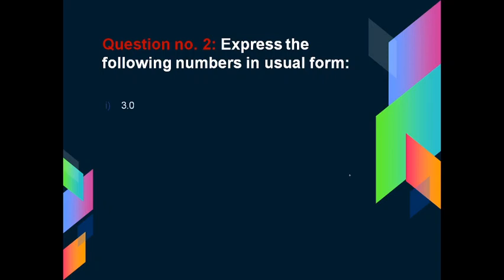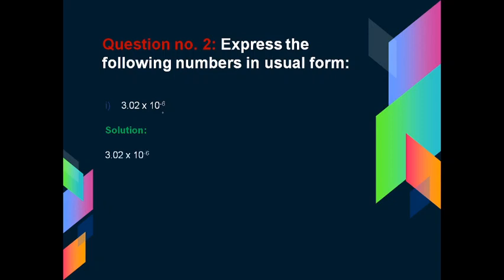So the first question is given: 3.02 into 10 raised to the power minus 6. So the solution will be, now remember one thing, here the exponent is given negative. It means the decimal number will be written with the decimal coming at the right side. So see how we have to convert it.